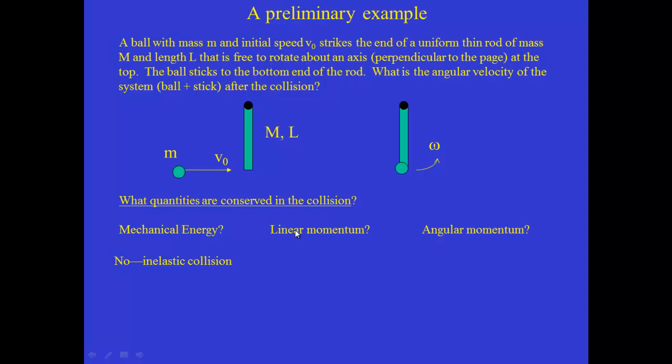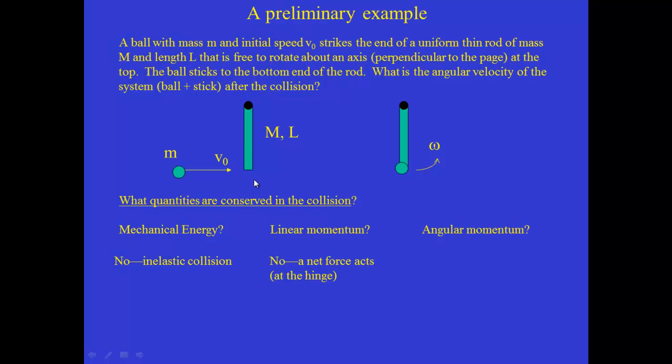Is linear momentum conserved? In other words, is the linear momentum that the ball has equal to the linear momentum of the system after the collision? And here the answer also is no. Because remember, for linear momentum to be conserved, the net force acting on the system has to be zero. Well, the system is the ball and the stick. And it turns out that when the stick begins to rotate just after the collision, there has to be a force that points toward the center of the circle. And that force is supplied by the hinge or the pivot. So the rod plus the ball is experiencing a net external force during that collision.